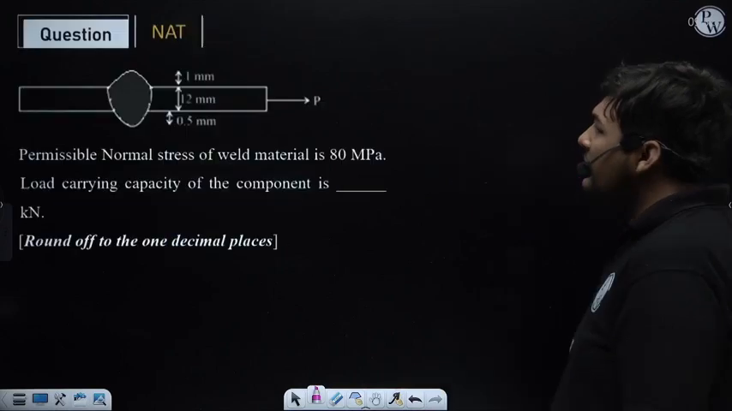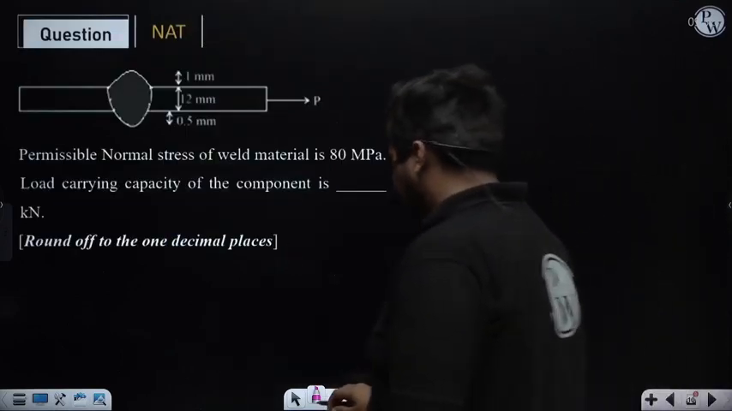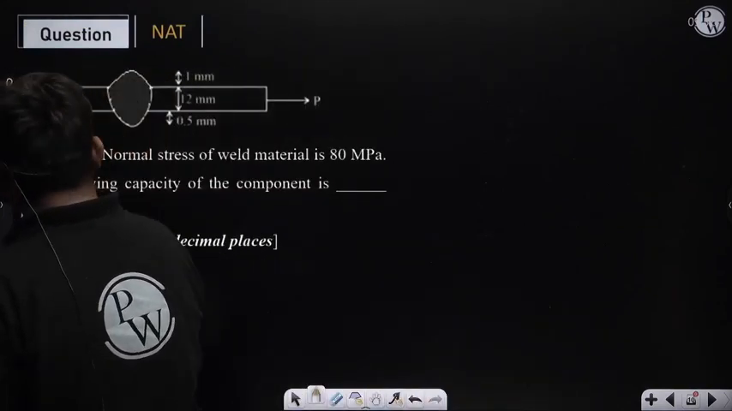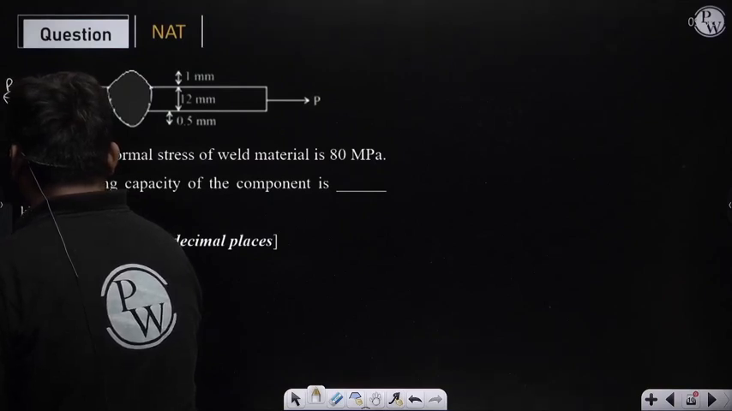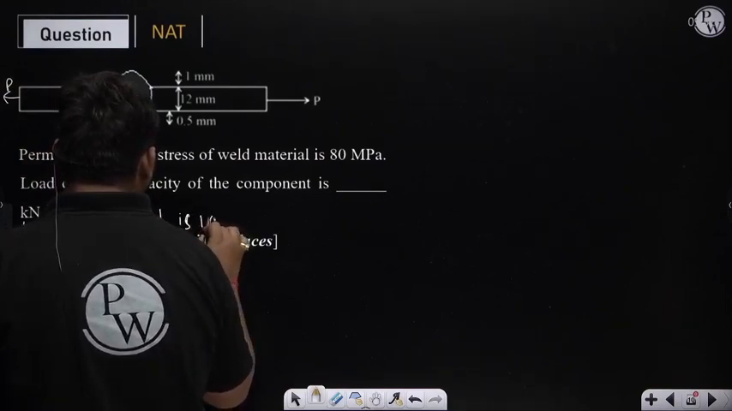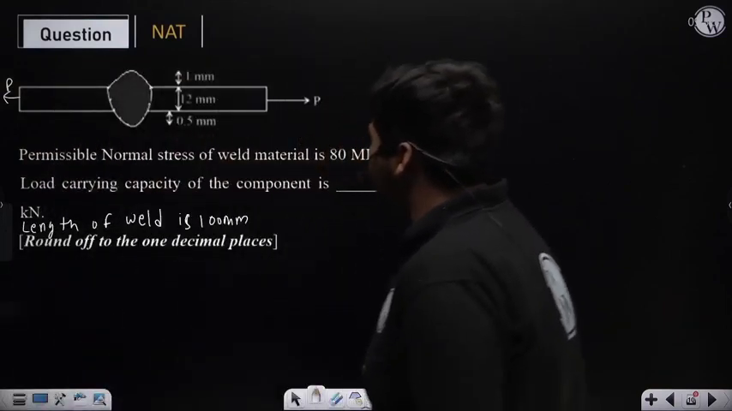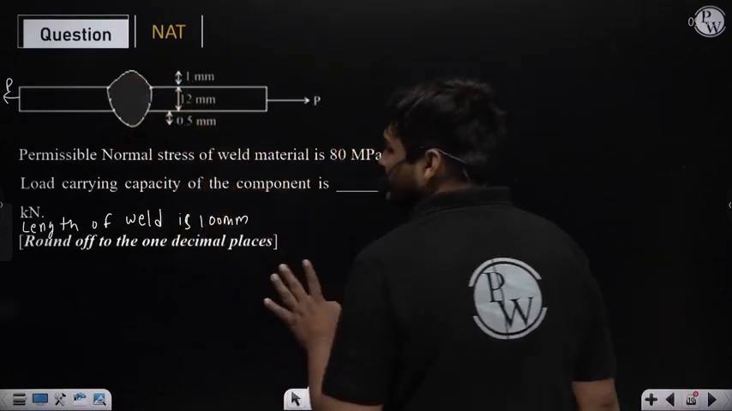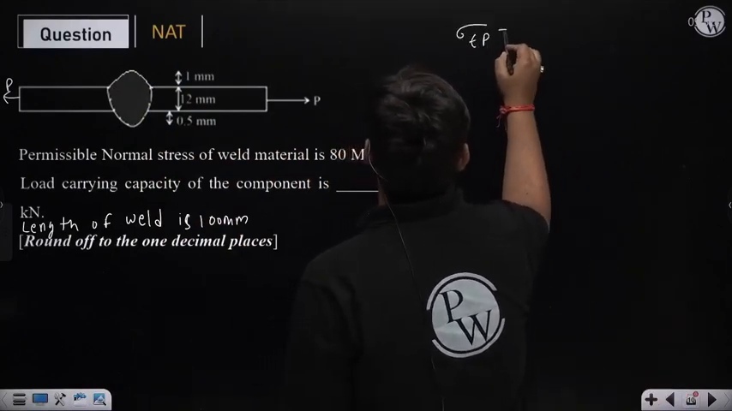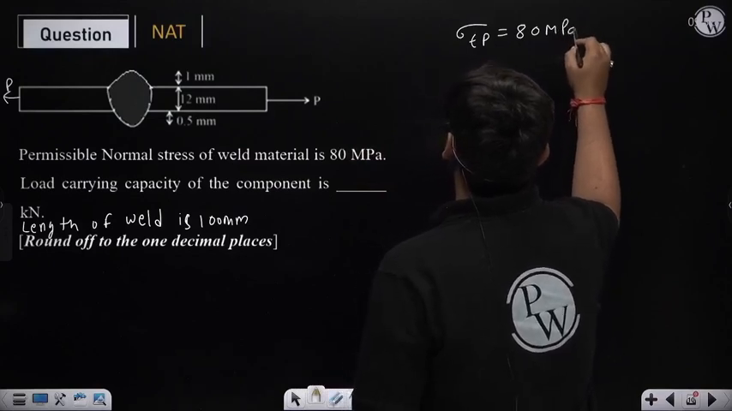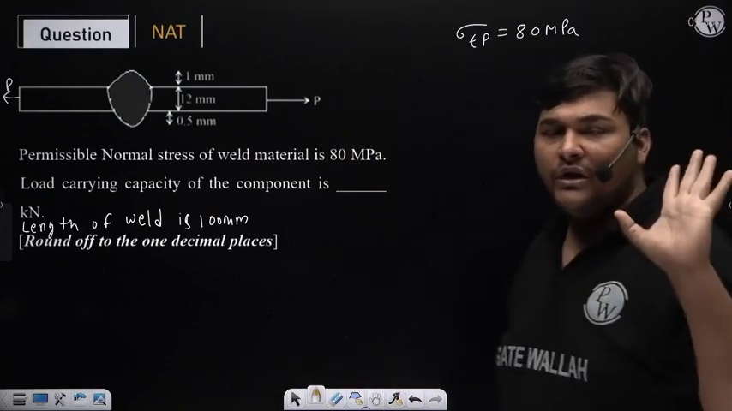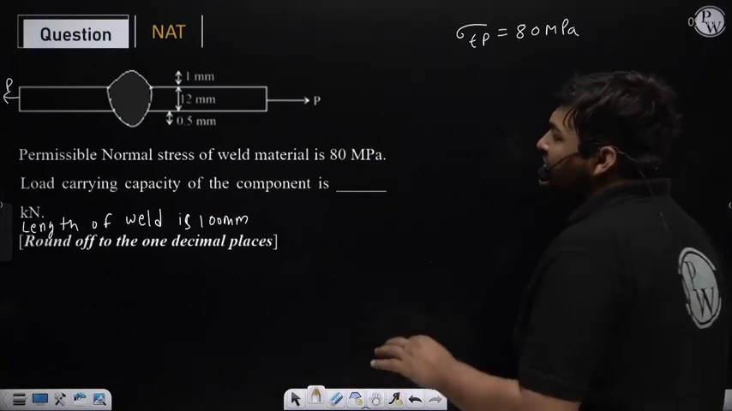Like, I am solving one question. This is one welded component. Here also force P is coming. Here length of the weld is also given. Length of weld, it is a typing error, is 100 mm. Now what the examiner is saying, these two plates are connected by butt weld. You can see, yes sir. Permissible normal stress of weld material is given. Permissible normal stress means sigma TP is given. It is 80 megapascal. It means actual normal stress in the weld should be either equal to 80 or less than equal to 80. Now the examiner is asking what is the load carrying capacity of this component.